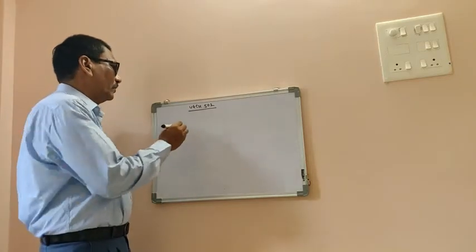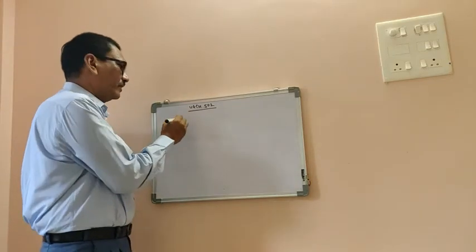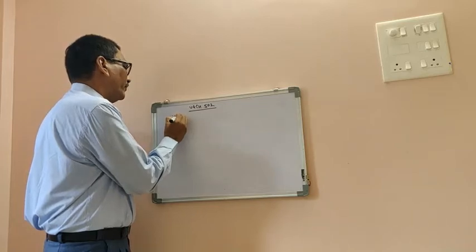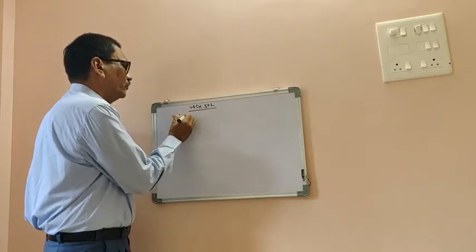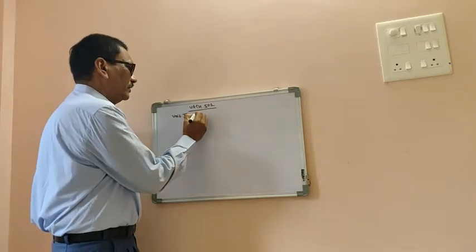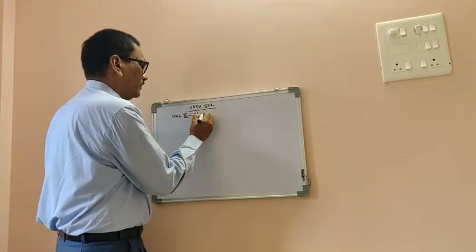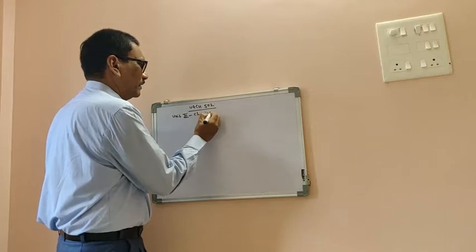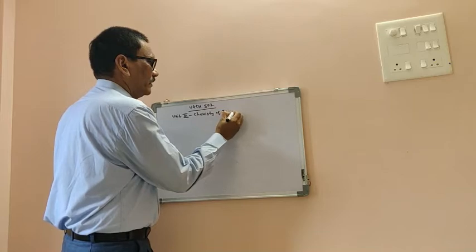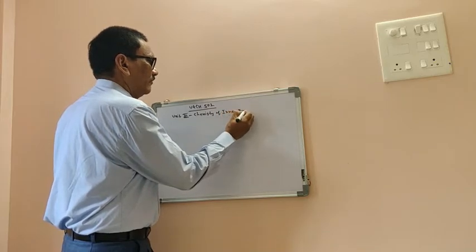Now, in this there are totally 4 units, and out of the 4 units, I am going to teach you the unit 3rd. In unit 3rd, there is the chapter chemistry of inner transition elements.